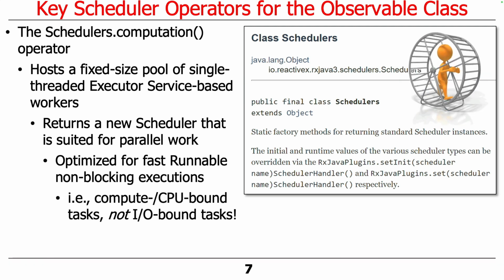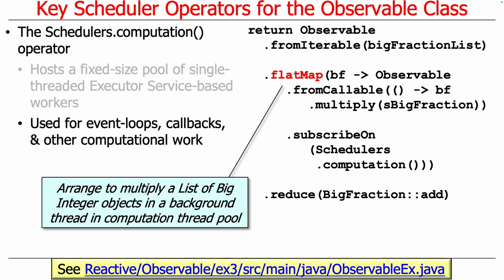That, in other words, it's meant for compute-bound or CPU-bound tasks, not I/O-bound tasks. If you want to use I/O-bound tasks, you should use the I/O scheduler, which you get with the schedulers.io factory method instead of the schedulers.computation factory method. So we typically use the computation pool for event loops, callbacks, computationally centric work.